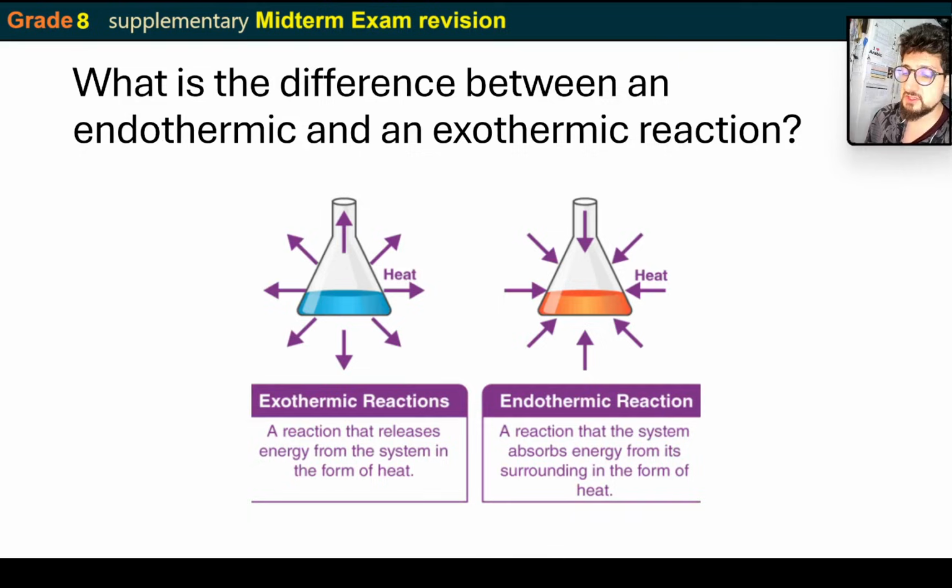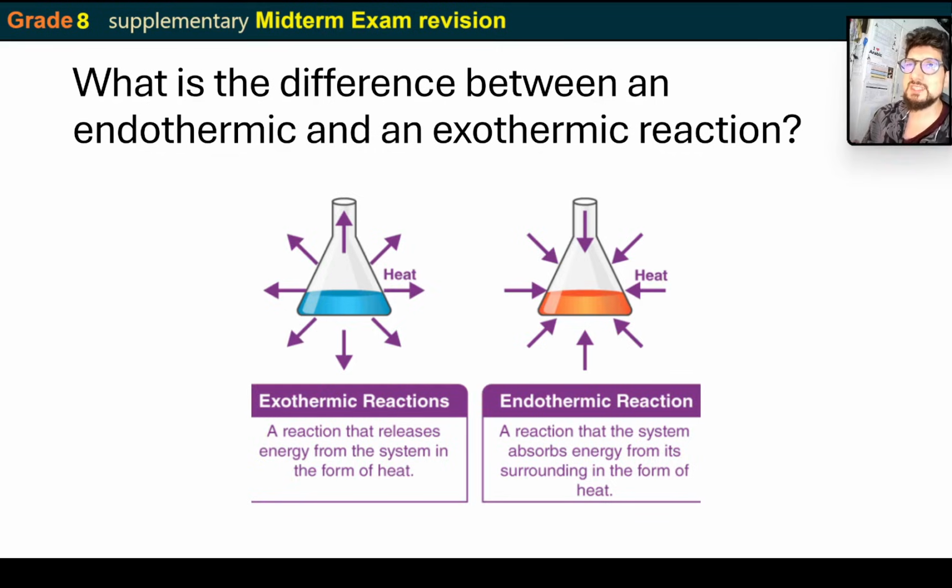Okay, so what is the difference between an endothermic and an exothermic reaction? Simply put, an endothermic reaction is one that absorbs energy or that absorbs heat from the surroundings, while an exothermic reaction is one that gives out heat and gives out energy to the surroundings. So an example of an endothermic reaction would be cooking, for example, because you're giving it heat.